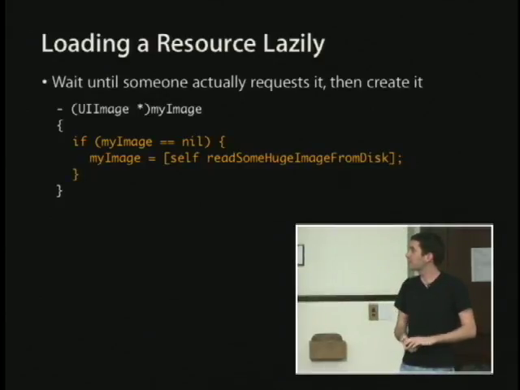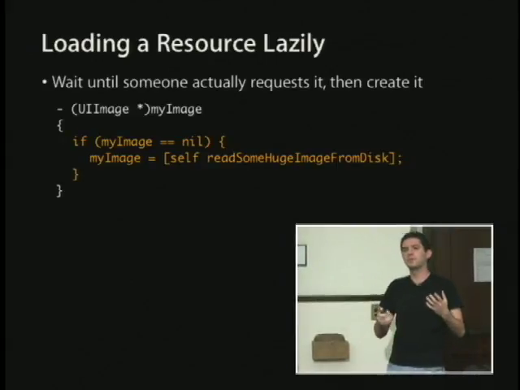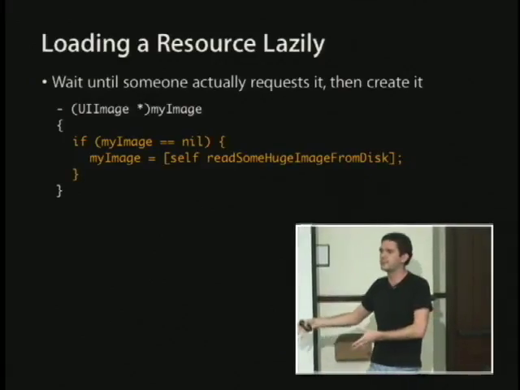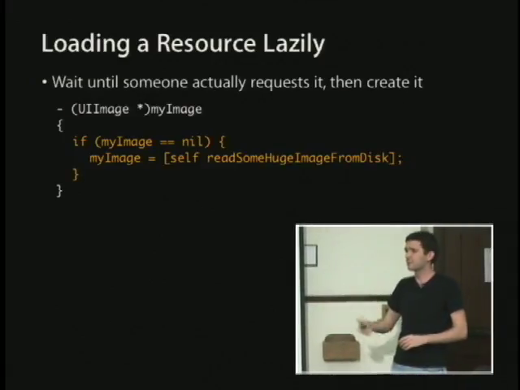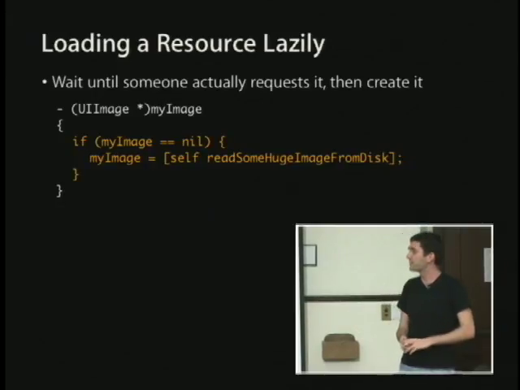In your accessor, we'll just check to see if it's still nil, which would indicate no one's called it yet. And if that's the case, we'll read it off disk then. So we won't try and load the image until someone needs it. And you'll find this is a pretty common paradigm throughout all of UIKit, and actually a lot of the Foundation classes and a lot of what we do on Mac OS X and iPhone OS.